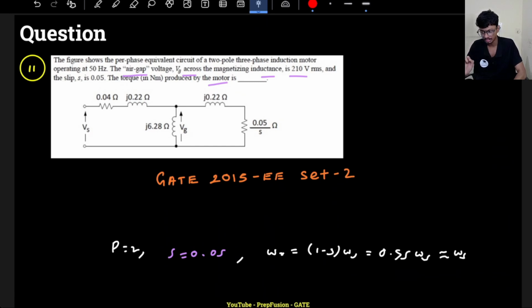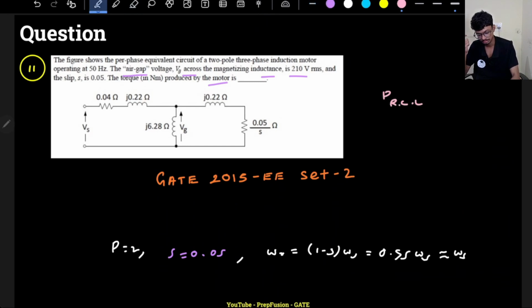Only you can find out the air gap power, because they have not mentioned the rotor copper loss. For me to find out the rotor copper loss, I need R2. I don't know what the rotor copper loss is. Actually, I can know the rotor copper loss, because rotor copper loss will be S times the air gap power. Air gap power I can find out.